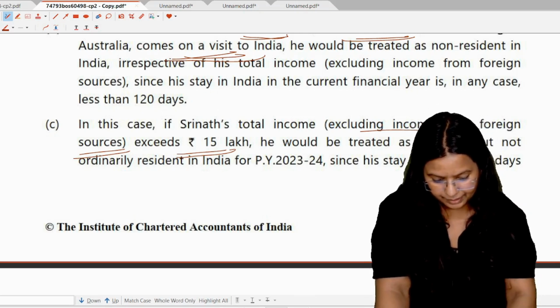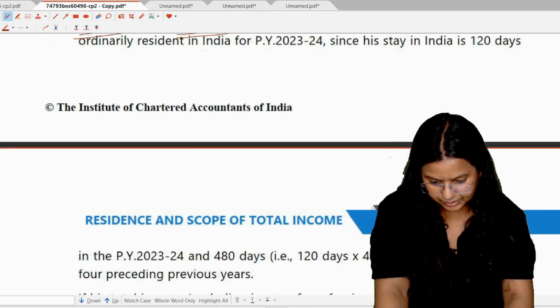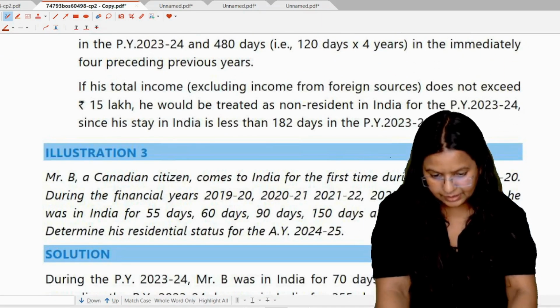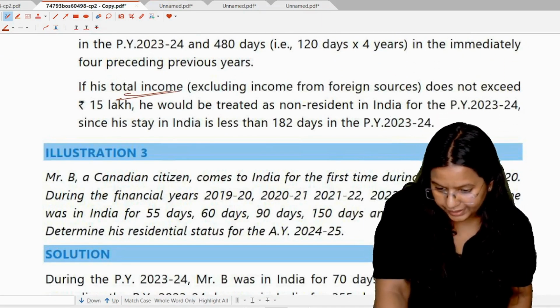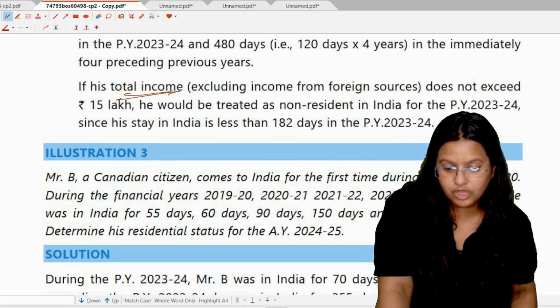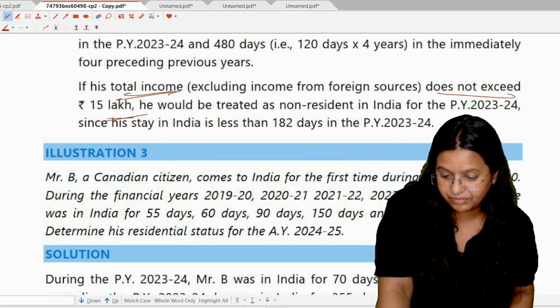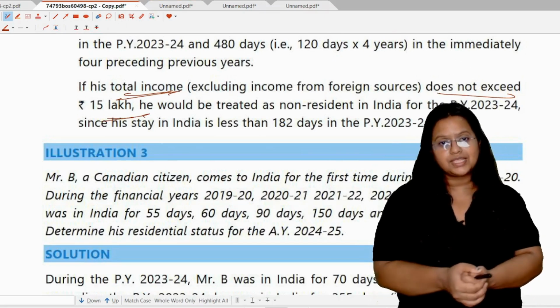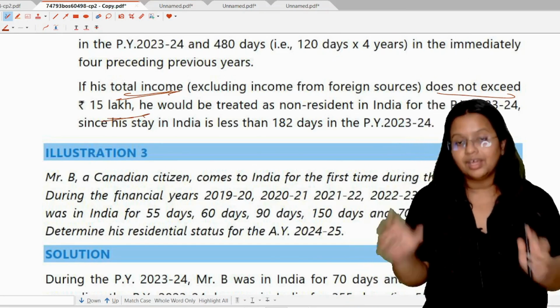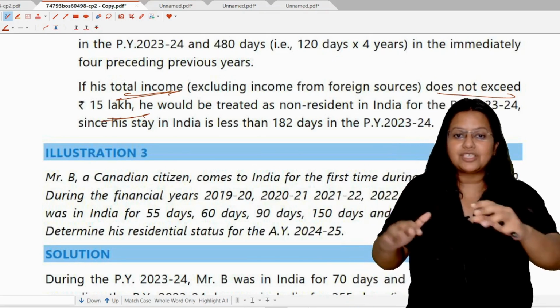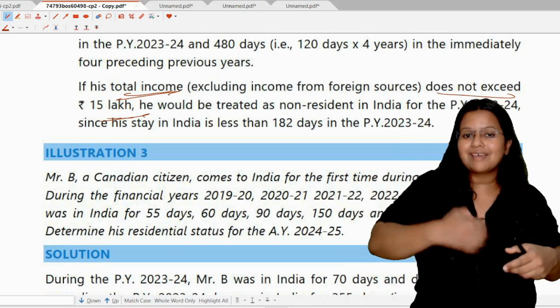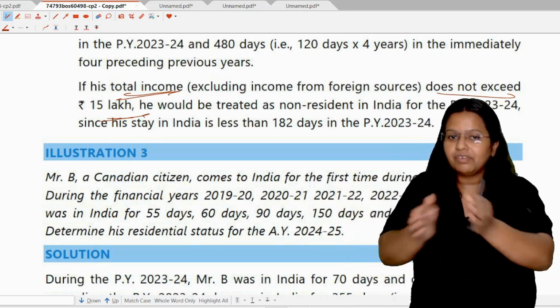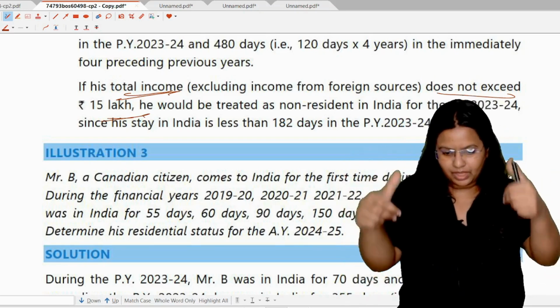Okay, but if his total income does not exceed rupees 15 lakhs, then he would be a non-resident in India. So this question basically depends on the income of that person, but as the income is not given in the question, we will give both points of view.